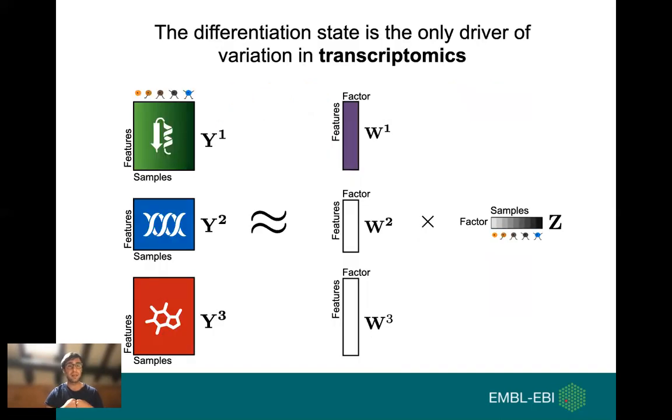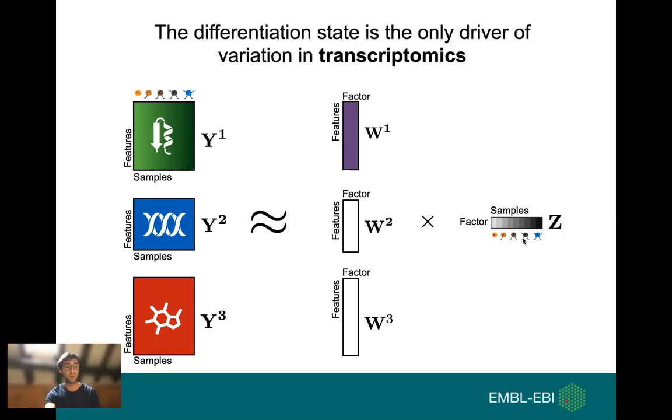And in that case, let's again assume that now the differentiation state is only driving variation in transcriptomics. This is shown here by this gradient, where you see that the differentiation state is affecting all of the genes in the same way. If you now take these three data modalities and feed them into MOFA, MOFA is going to recover one factor, because there's just one source of variation in this data. This is shown here on the matrix Z.